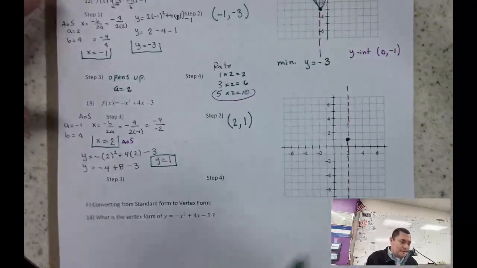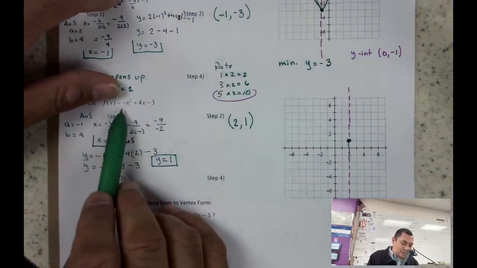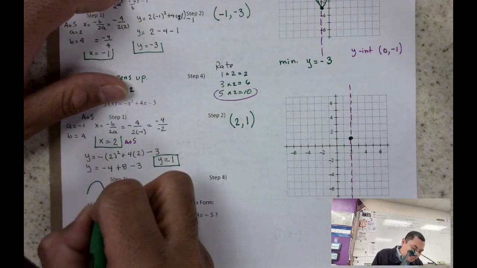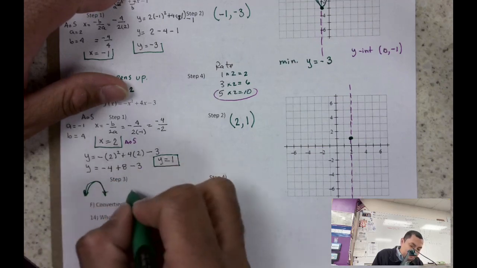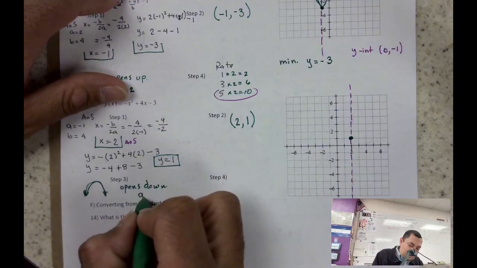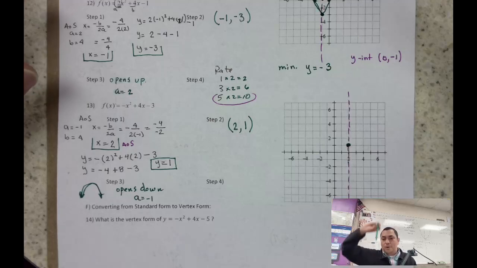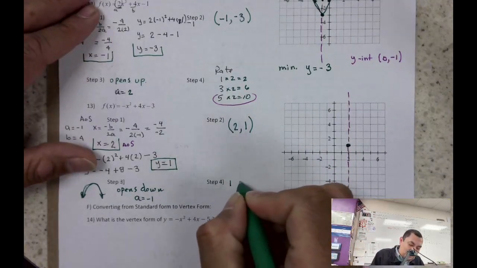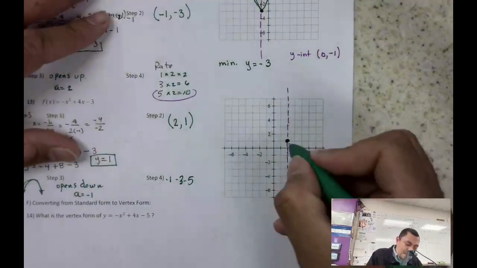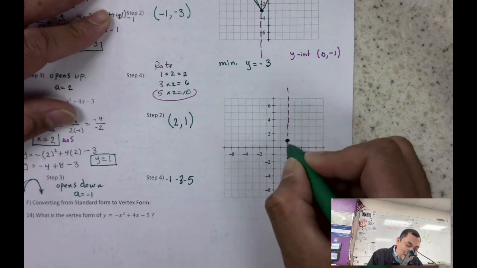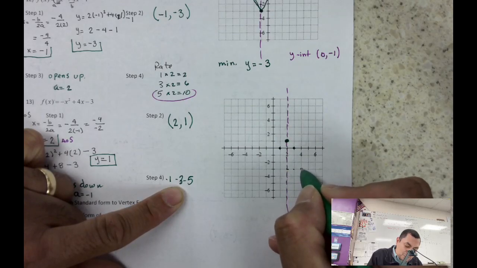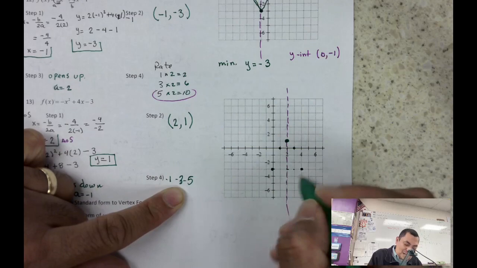Now, step number 3: does this graph open up or down? The value of a is negative, so it opens down, with a equals negative 1. So instead of going up, we're going down. The rate is 1, 3, and 5, but negative. So I'm going down 1, right 1, down 1, left 1. Now let's go 3: 1, 2, 3, 2 units right, 2 units left.